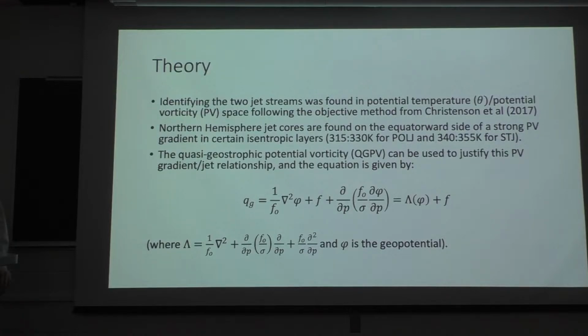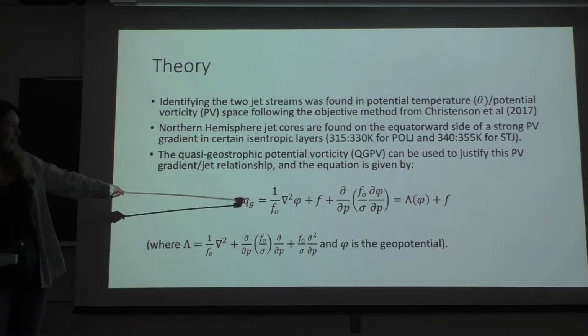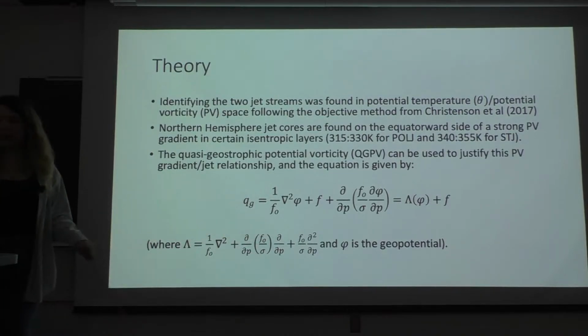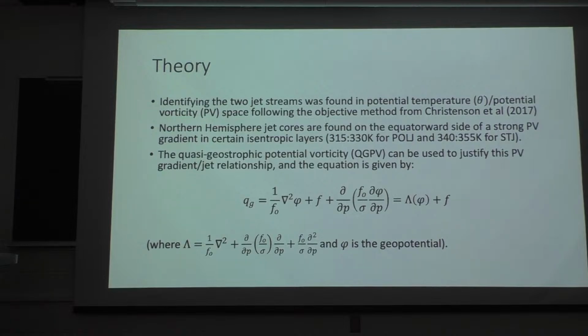The first step in finding where the jets are located in the atmosphere, from the theory that we follow, is identifying where they are in potential temperature and potential vorticity space, followed by the objective method from Christensen in 2017. The Northern Hemisphere jet cores are found on the equatorward side of the strong PV gradient in certain isentropic layers. And the quasi-geostrophic potential vorticity equation can be used to justify this PV gradient and jet relationship. And obviously, here's the QG-PV equation, where phi is the potential.